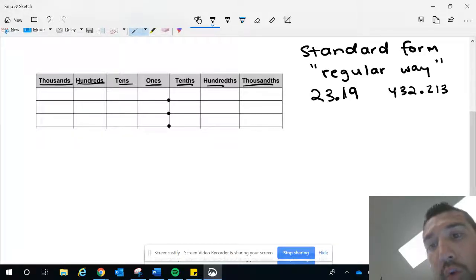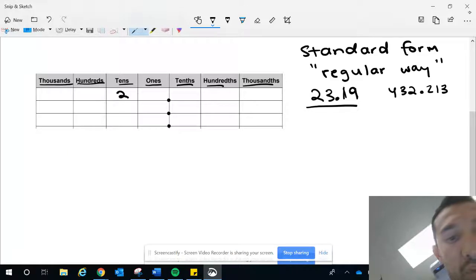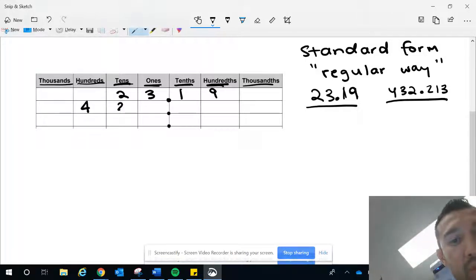So when we write it out the regular way, let's look at 23 and 19 hundredths. I would write 23, and, the decimal stands for and, 19 hundredths. 23 has two tens, three ones, one tenth, and nine hundredths. If I look at 432, I'm just going to write 432, and, the decimal stands for and, 213 thousandths.